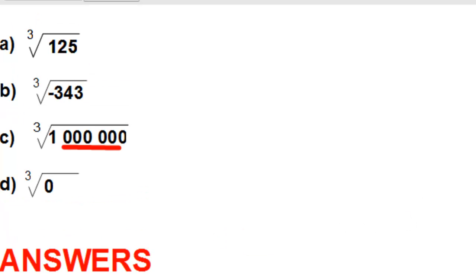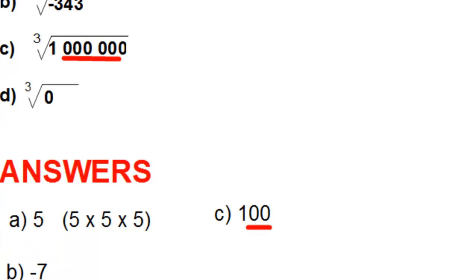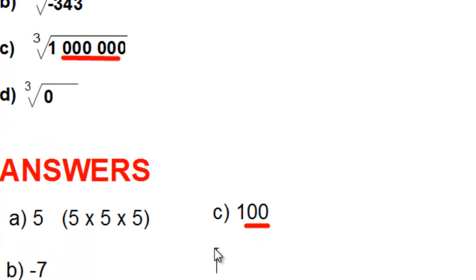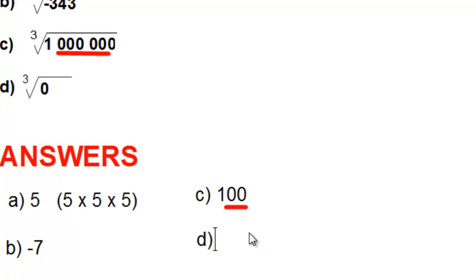And the answer to D is just simply 0, because 0 times 0 times 0 is 0. And that's how this is done.